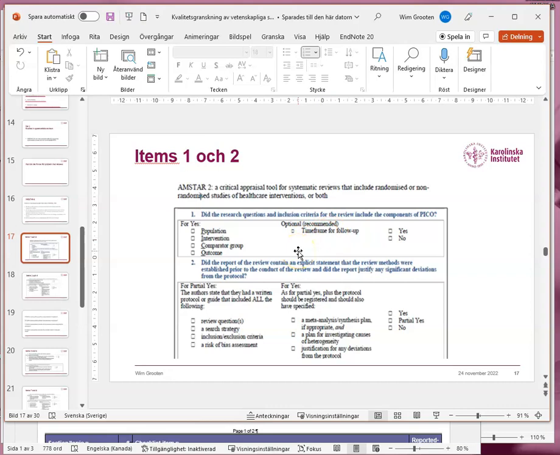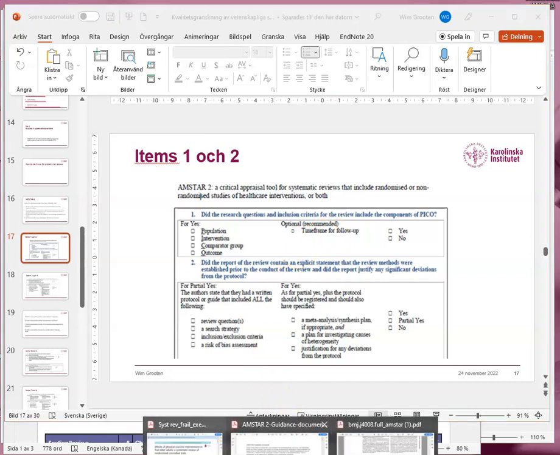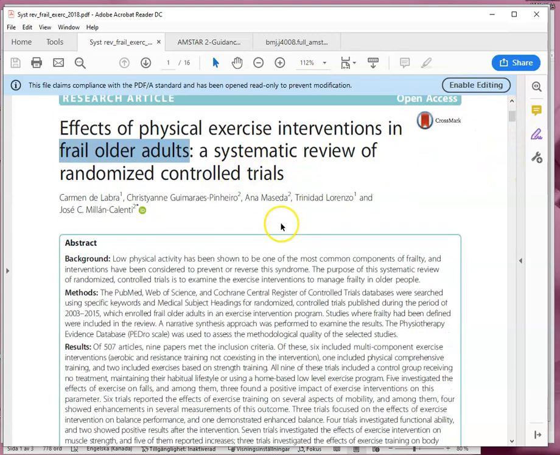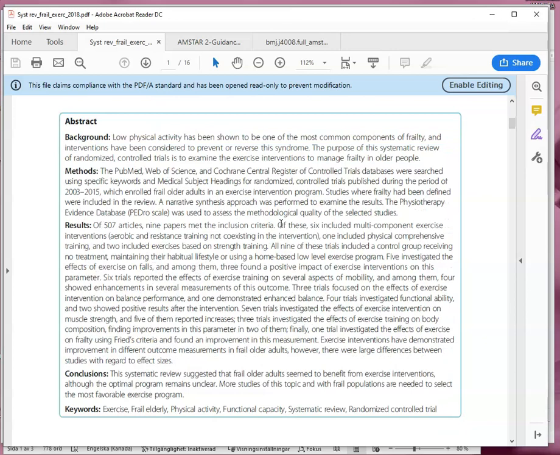Okay, let's try to find this. I just took one paper we have been using in a course, but I haven't read it like this. It's about the effects of physical exercise intervention in frail older adults. So here I see the population. A systematic review of randomized controlled trials. So this is a paper that should fit into the AMSTAR 2. Just work through the paper, what's in it.